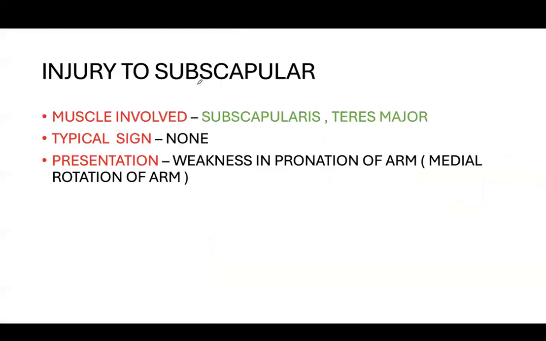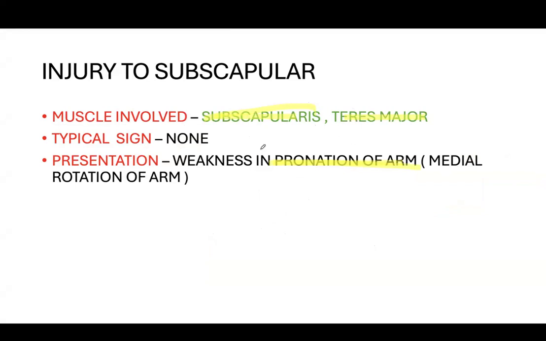Now we move to the subscapular nerves. Again, not that important, but we'll still cover it. So the muscles involved, as it suggests, are subscapularis and teres major. Again, if you know which nerves supply which muscle, you're basically done with this lecture. You can just put it on 2x speed and you'll be done with it soon. So there really isn't a typical sign, unlike the other ones, and the presentation is weakness in medial rotation of the arm. So that's what the subscapularis and the teres major do.